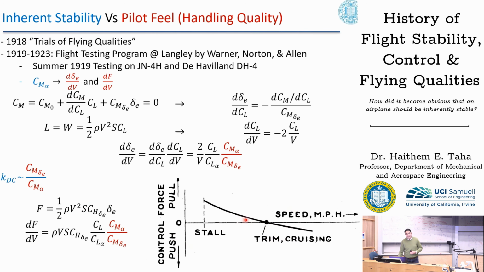One point here is very interesting: for an unstable airplane, things will be reversed, which means that for a highly unstable airplane, if you want to fly faster, you're going to pull the stick. That's quite confusing.